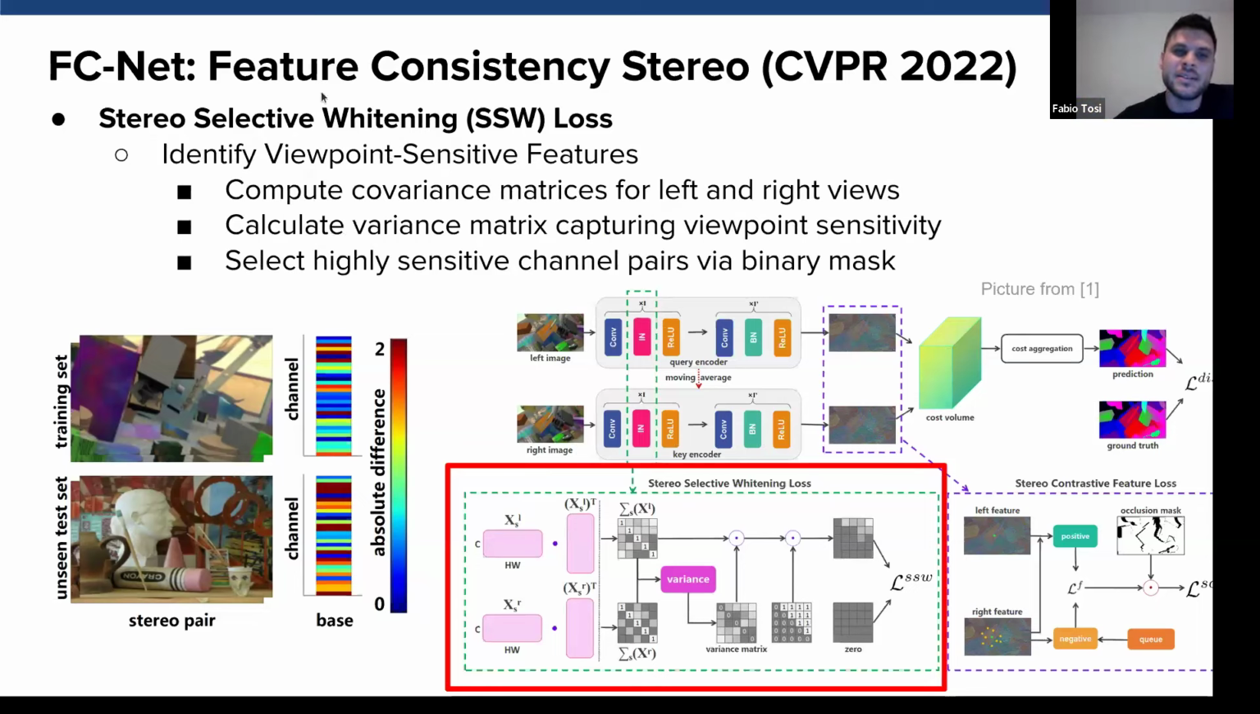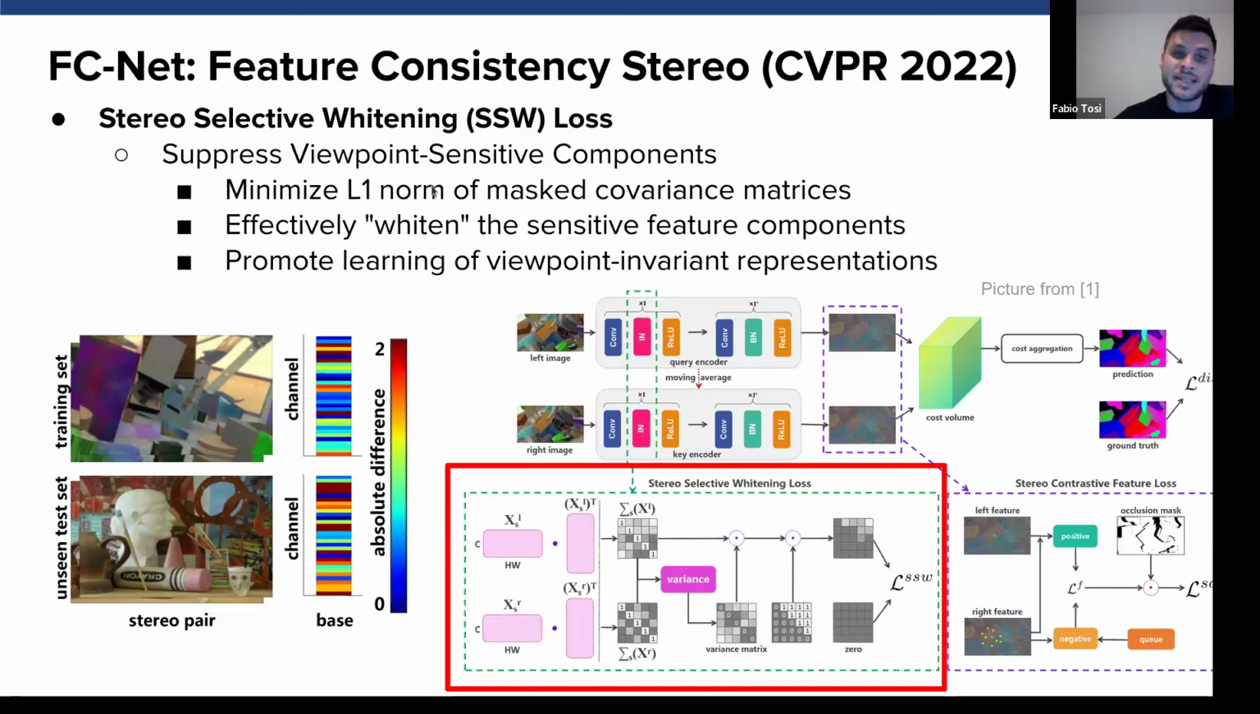And after that, they identify viewpoint-sensitive features between the left and the right images by first computing the covariance matrices for the left and the right views. Then they compute the variance matrix that captures the viewpoint sensitivity between the left and the right images. From this variance matrix, they select highly sensitive channel pairs using a binary mask. Then they minimize the L1 norm of these masked covariance matrices, effectively suppressing, removing the sensitive feature components. And they demonstrate both quantitatively and qualitatively that this favors the learning of viewpoint-invariant representations.